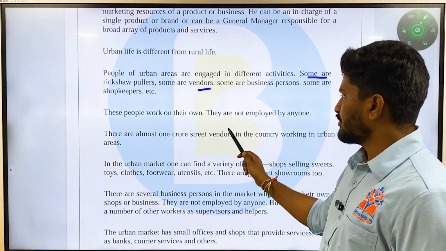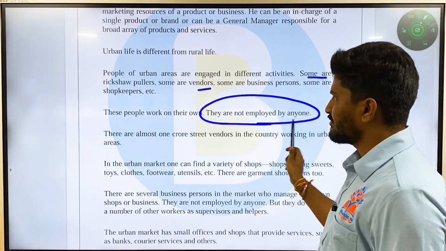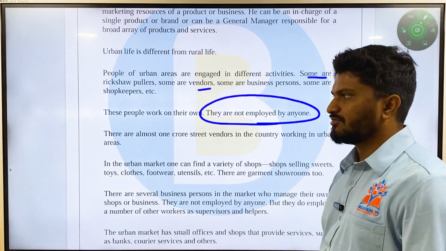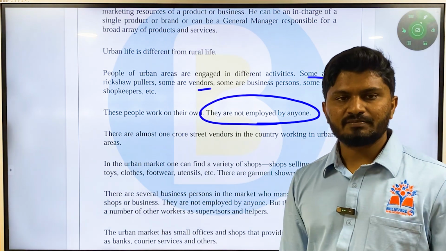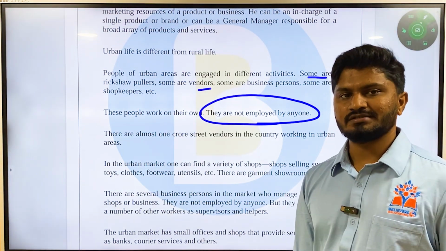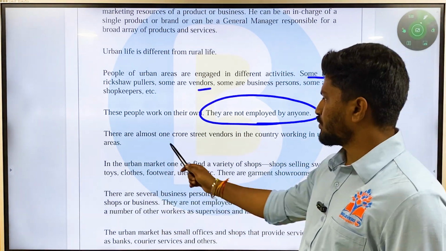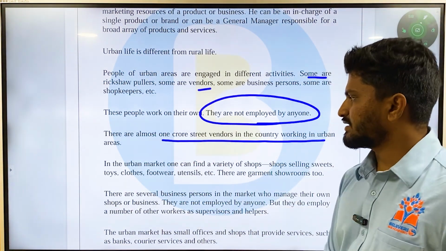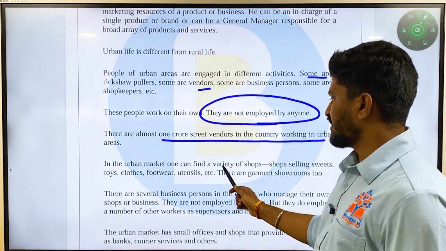People work on their own. They are not employed by anyone, most of the people, not all the people. Many of the people are employed by the IT companies. Some people who own shops, or vendors, they employ themselves. There are almost 1 crore street vendors in the country working in urban areas, and in the urban market one can find a variety of shops.